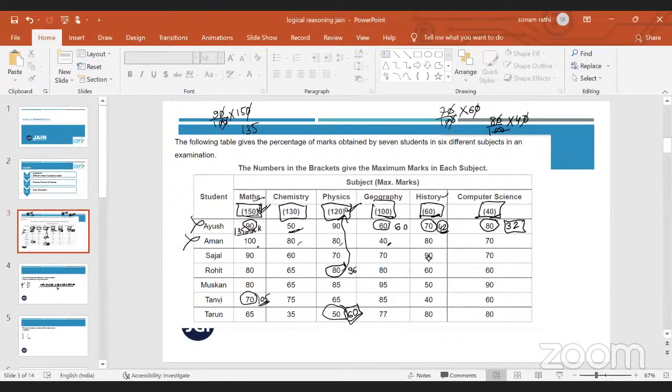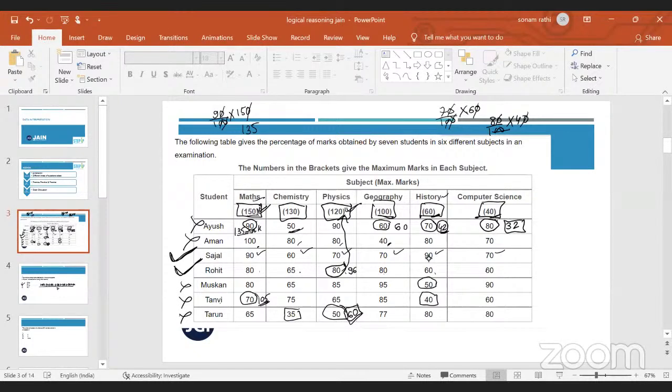Okay. Sajal is getting 90, 60, 70, 70, 90, and 70. So yes, Sajal is one of the persons who is getting 60 or more than 60%. Rohit 80, 65, 80, 80, 60, 60. Yes, Rohit is also one person who is getting 60 and above. Muskan is getting less, 50% here. Tanvi is getting less, 40% here. Tarun is getting 35% only. So not Muskan, not Tanvi, not Tarun.